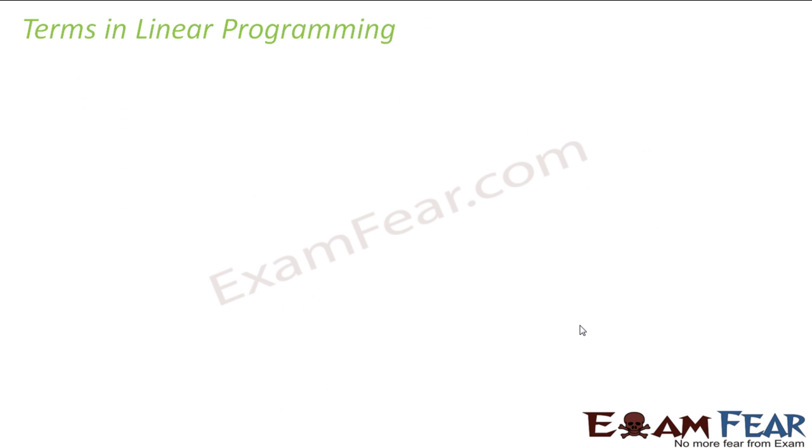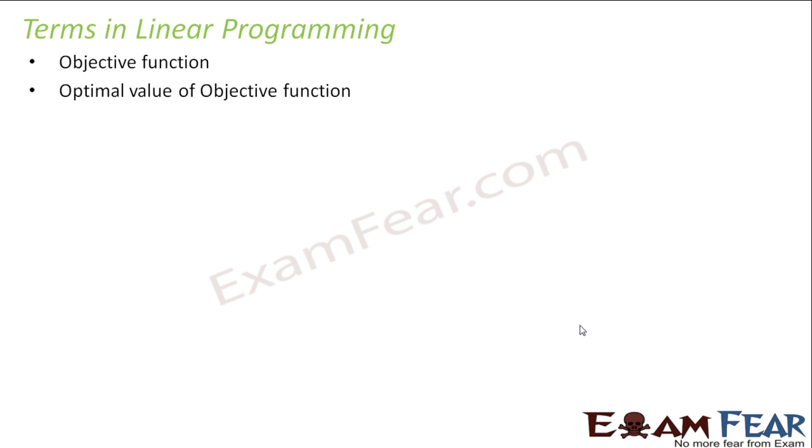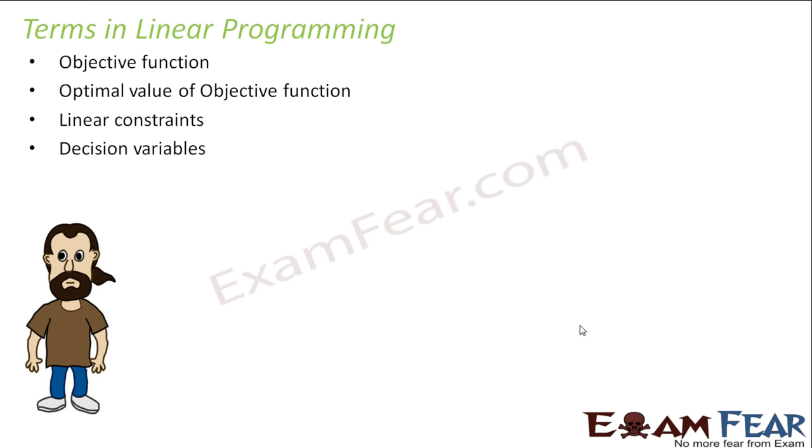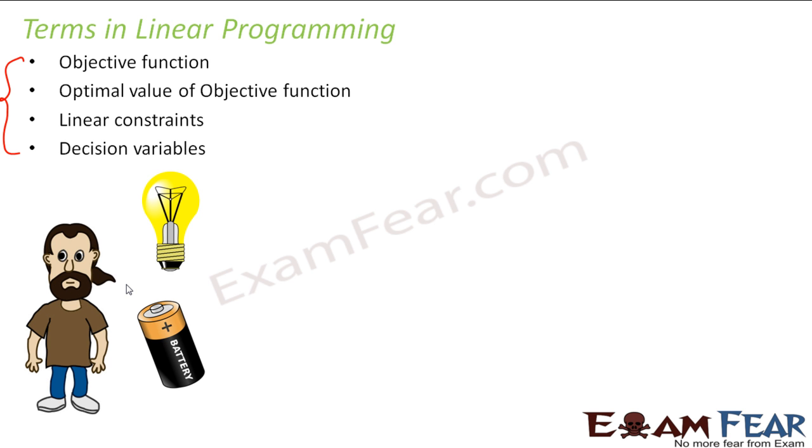Before I go into detail, let's observe some terms which we use in linear programming. One is the objective function, optimal value of the objective function, linear constraint, decision variables. These are the terms we use. To discuss, let's assume that this guy is a shopkeeper and he sells bulbs and batteries, right?